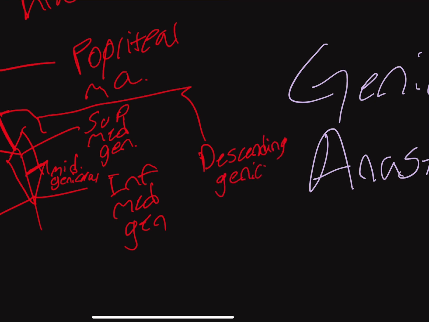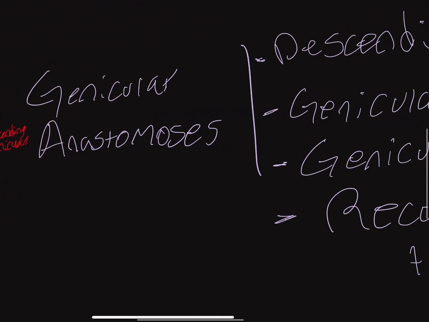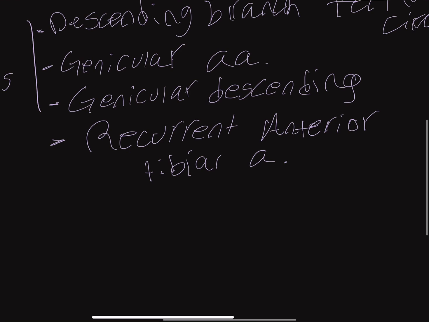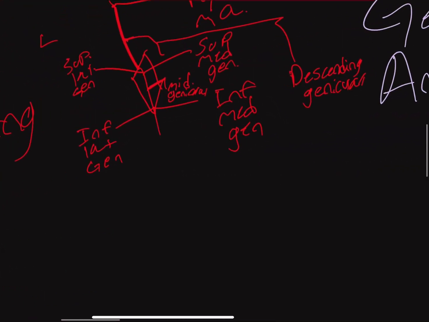Okay, there we go. So that's your descending genicular, right? So then I said before, you have your recurrent anterior tibial. So we're going to pass this popliteal fossa, right? Once it crosses the condyles of the tibia, you're going to see them split, all right?